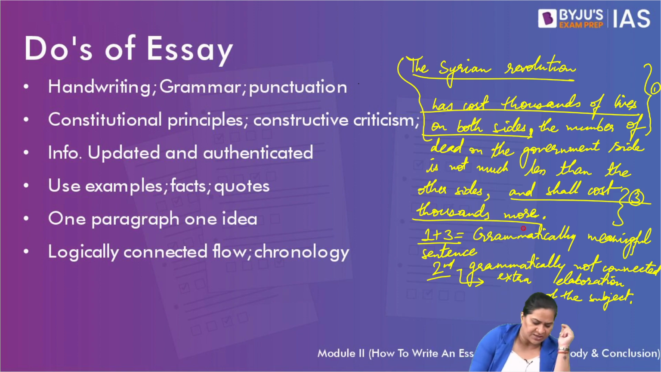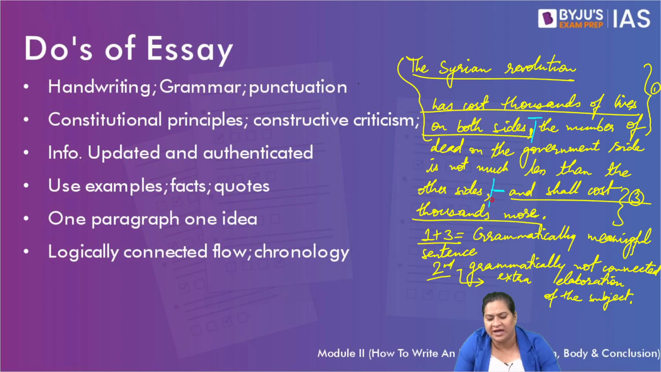Now, something that I can add to this rule: instead of a comma, there could have been the usage of a dash. So, the Syrian revolution has cost thousands of lives on both sides, dash, the number of dead on the government side is not much less than the other side, dash, and shall cost thousands more. Full stop. Got it, everyone? Everyone is getting an idea of how to put it to use when you are interpreting the statement, right?